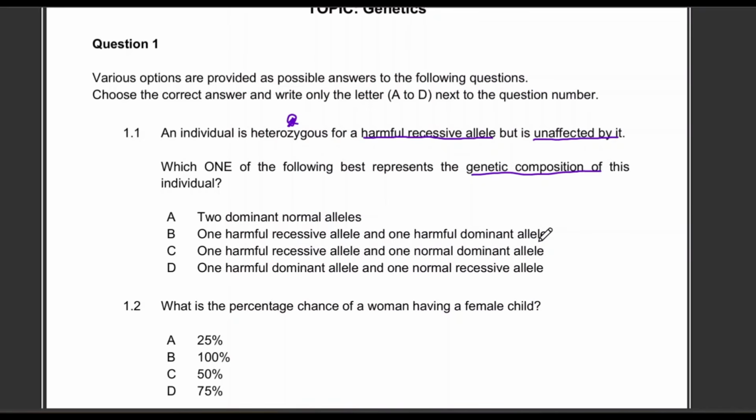Yeah, that will also be wrong. 1 harmful recessive allele and 1 normal dominant allele. This one will be correct. C will be correct because they said as much as this individual is heterozygous and they have a harmful recessive allele, they are unaffected by it. So that means there has to be a normal dominant allele to mask that recessive harmful allele. So C is the correct one.